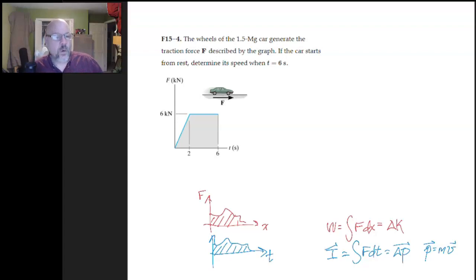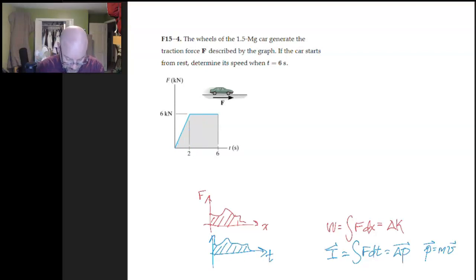Okay, so in this particular problem here, 15.4, there's some force described by the graph, and that's going to propel the car forward. That ultimately comes from static friction, so static friction is propelling the car, making it go forward. It says determine the speed when t equals 10 seconds or 6 seconds. What we really have to do here is just figure out our area right here. So let's do that real quick.